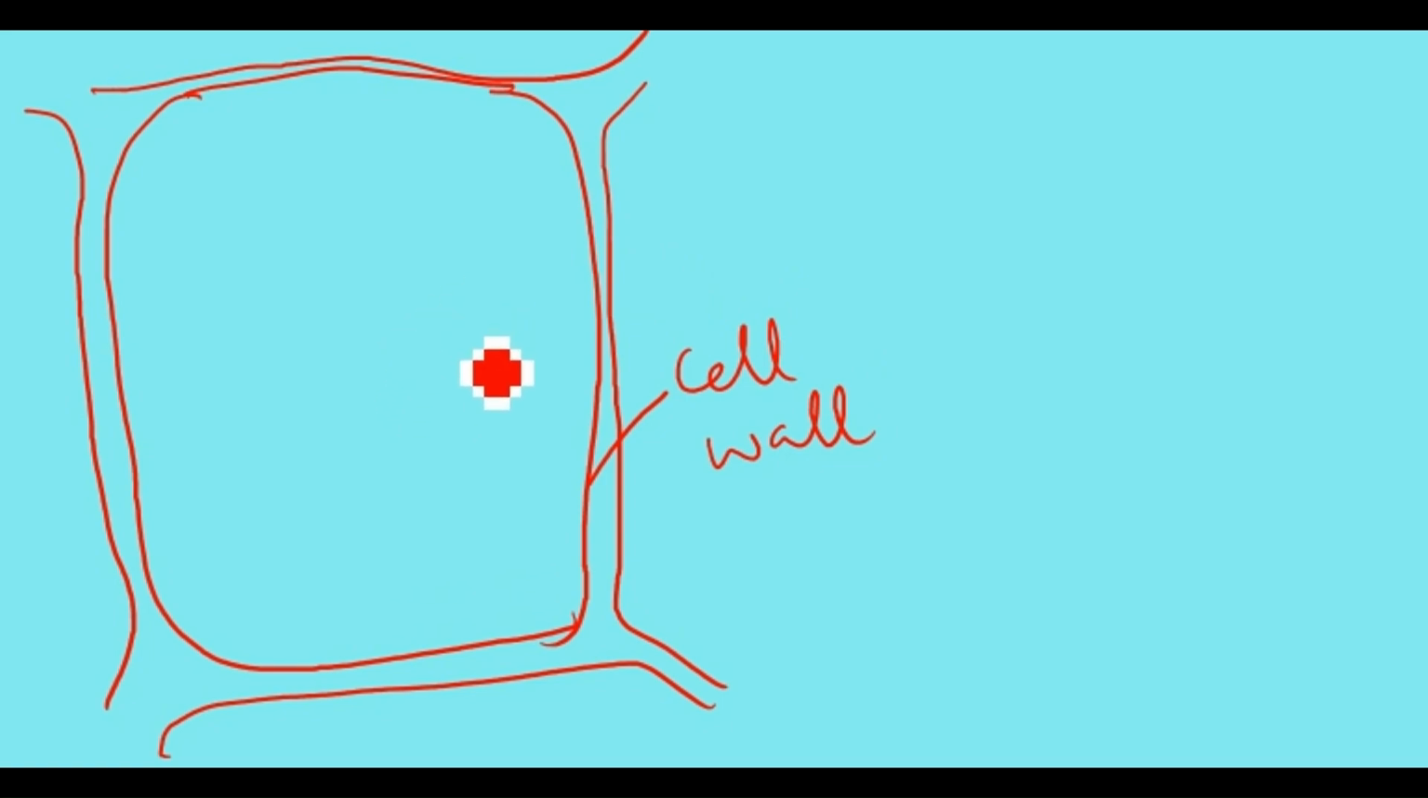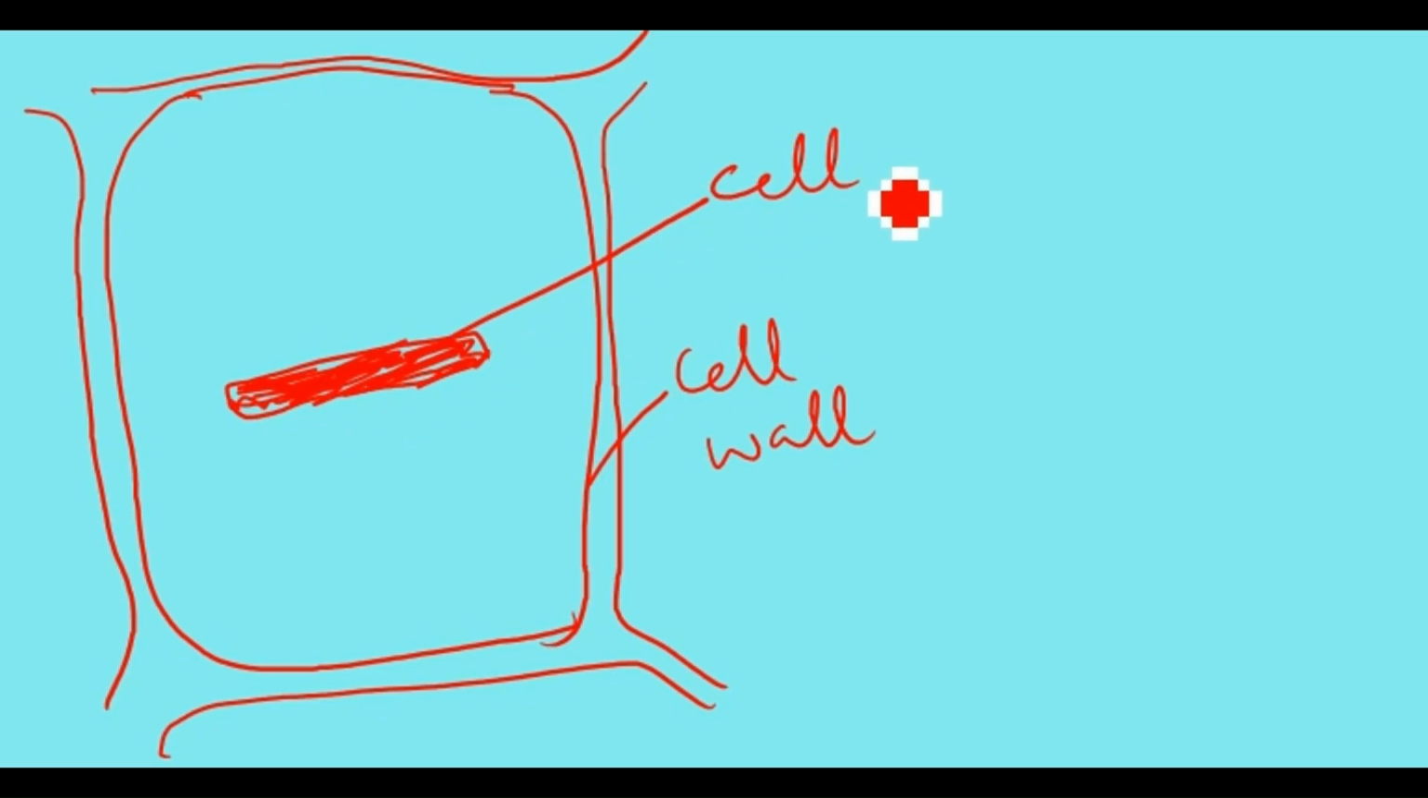So this is a plant cell in which there is a cell wall. During cytokinesis, first in the middle of the cell, there will be a cell plate formation. So this is a cell plate, formed in the center of the cell. Later, the cell plate will prolong, elongate and join the lateral cell walls.